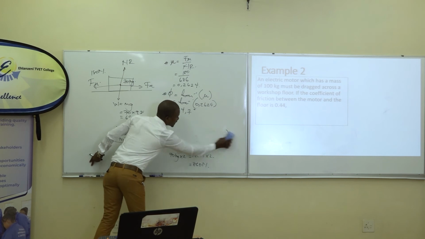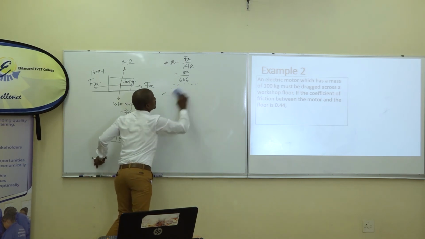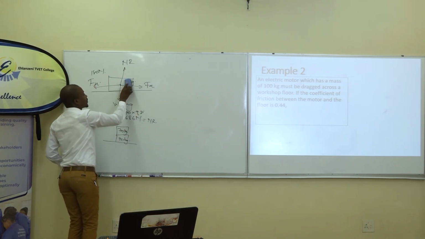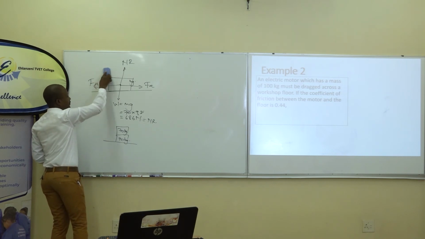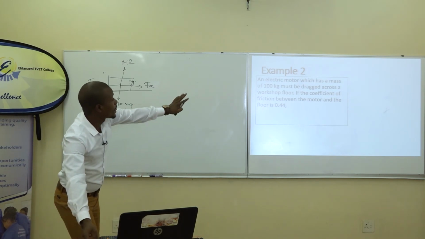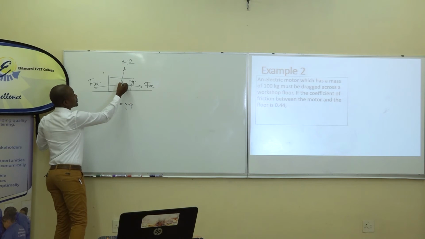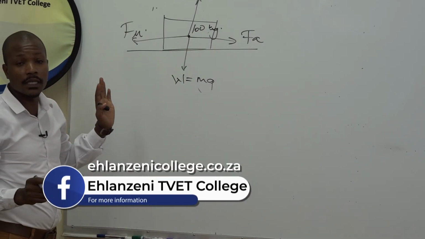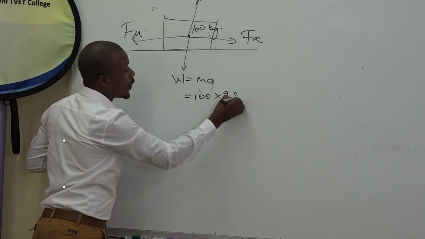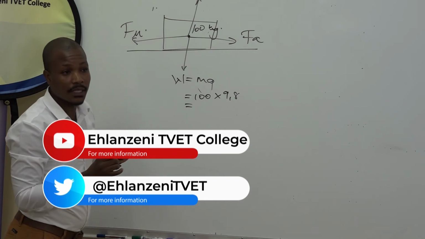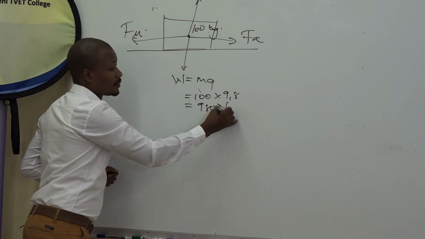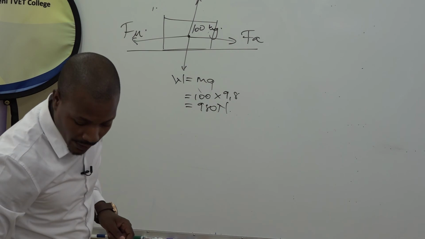Now, let me quickly erase this so that we can go to that one and see. I'm going to leave my structure as is because we are going to use the same drawing. So they say this electric motor has a mass of 100 kg. What do you do when you have your mass? You find your weight. You find your weight when you have your mass, right? I believe this should be 980. Right. You find your weight.